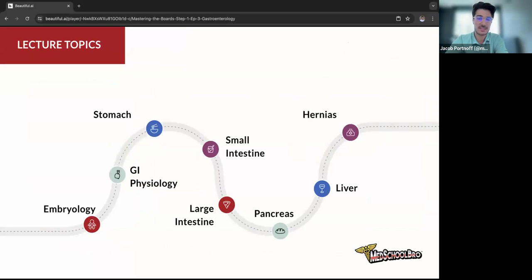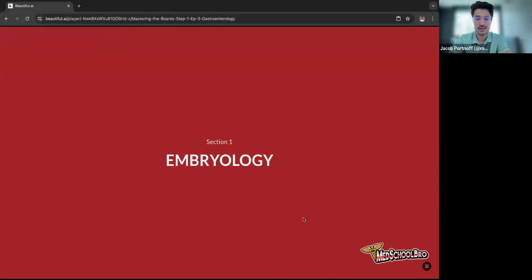So briefly today, this is just the overview of the concepts we're going to be covering. You can see we're going to be starting from embryology and then going through the GI tract and then finishing off with some pancreas, liver, and some anatomical relationships with our hernias. All right, without further ado, let's dive into the first vignette.